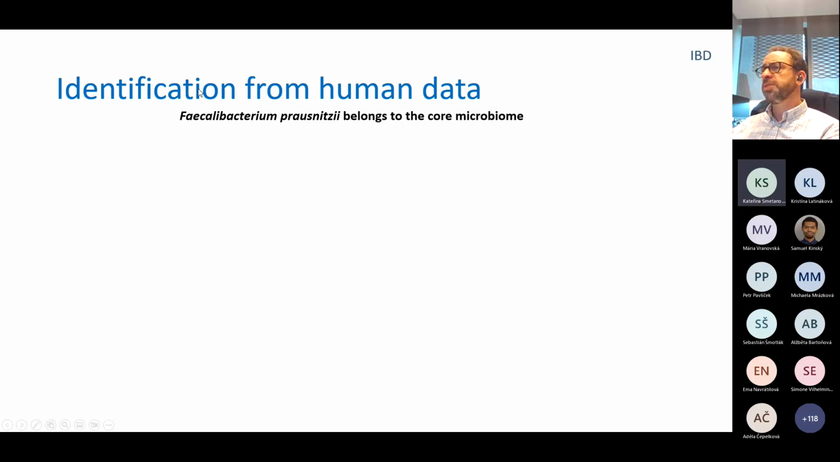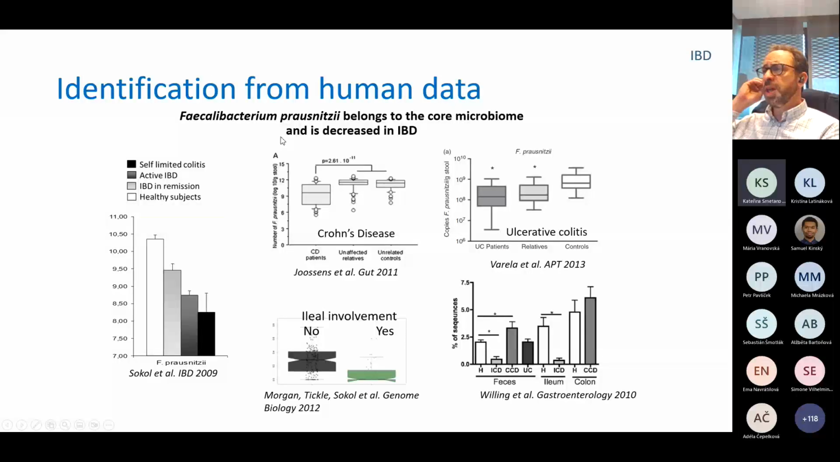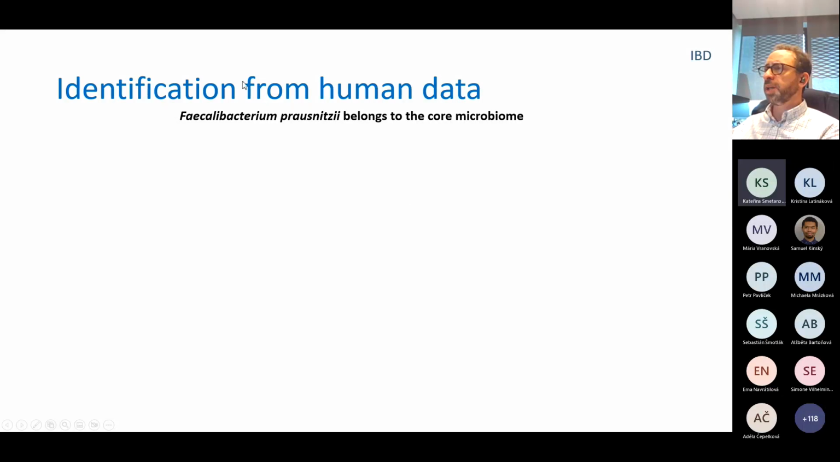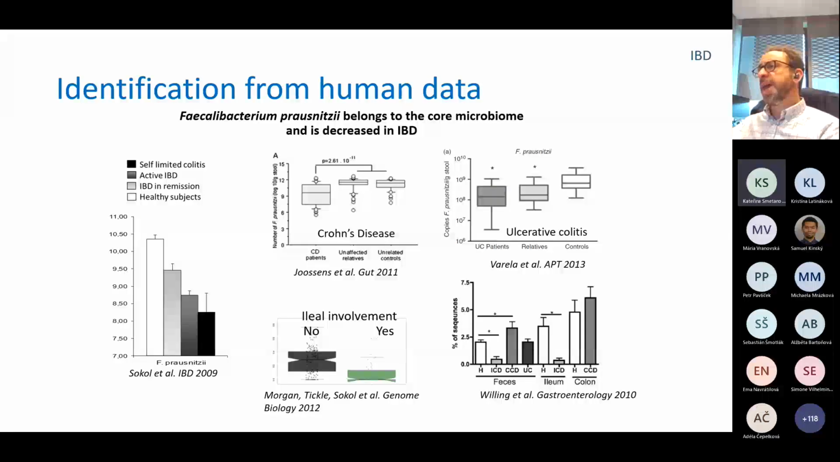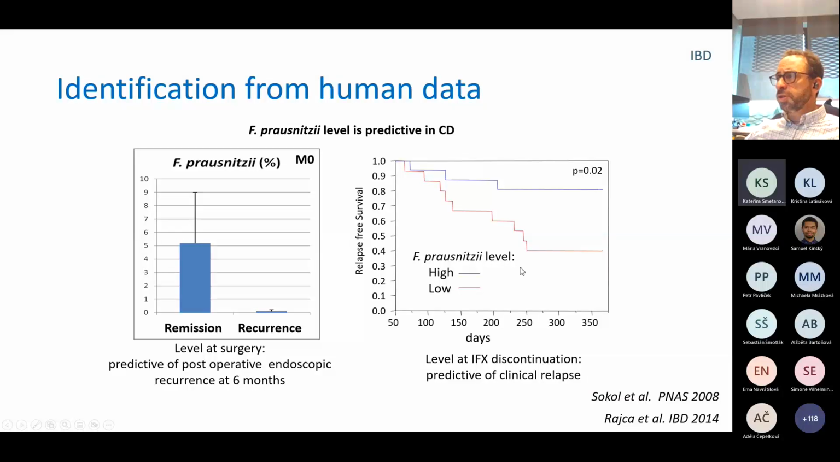I mentioned earlier this bacteria, Faecalibacterium prausnitzii. This is indeed one of the bacteria belonging to the core microbiome, so these 15 to 20 bacteria that are present in everyone. And we showed that this bacteria and its abundance is indeed decreased in patients with inflammatory bowel disease. And this was shown now by many groups around the world. We also showed that the level of this bacteria is able to predict the risk of relapse.